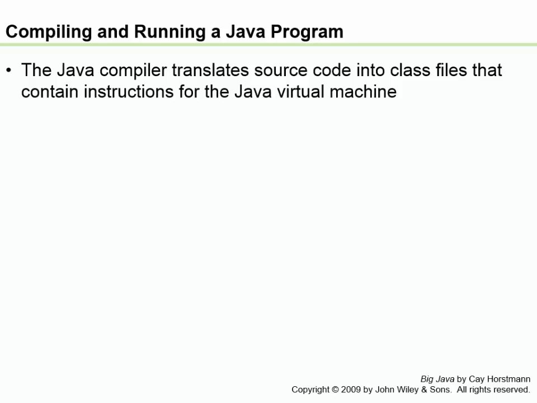Okay, so let's pull this sentence apart. The compiler takes the source code, that's what we were just talking about, the typing that we put in, and turns them into commands to the Java virtual machine. So the compiler translates source files into class files, which contain the instructions for the Java virtual machine.